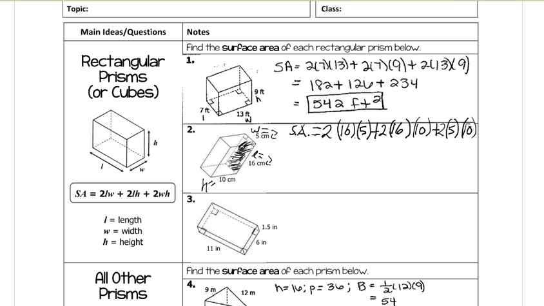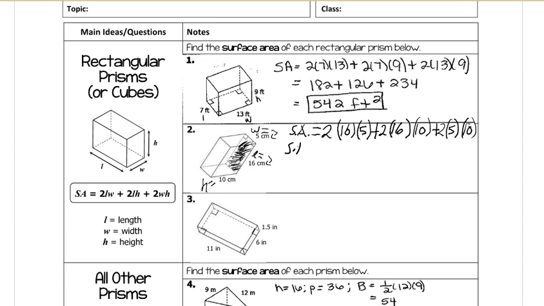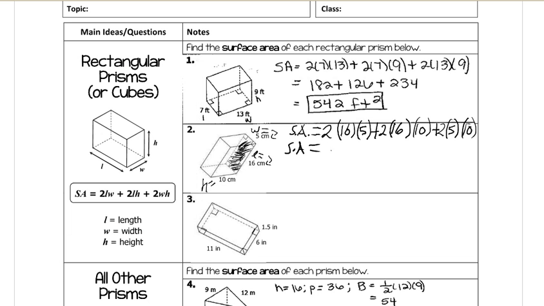Now you're going to use fancy calculator work, right? So let's just break it down, see what we get. We're going to get 2 times 16 times 5 equals 160. So we have right here SA equals 160.